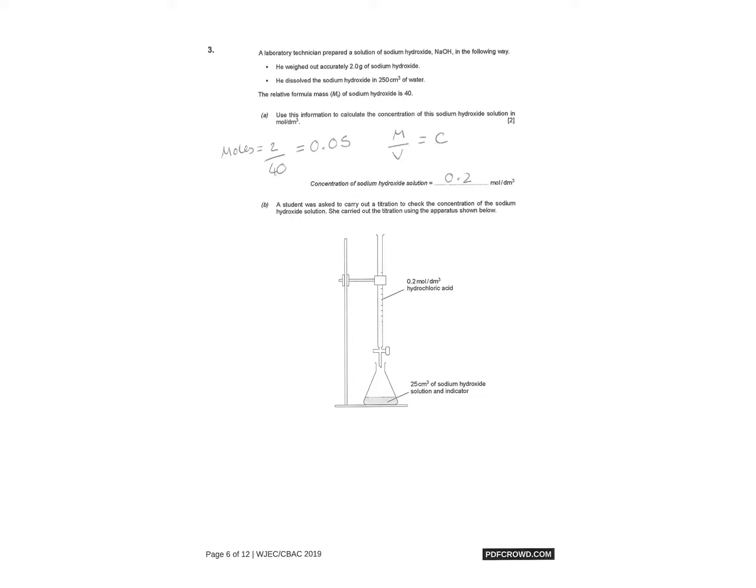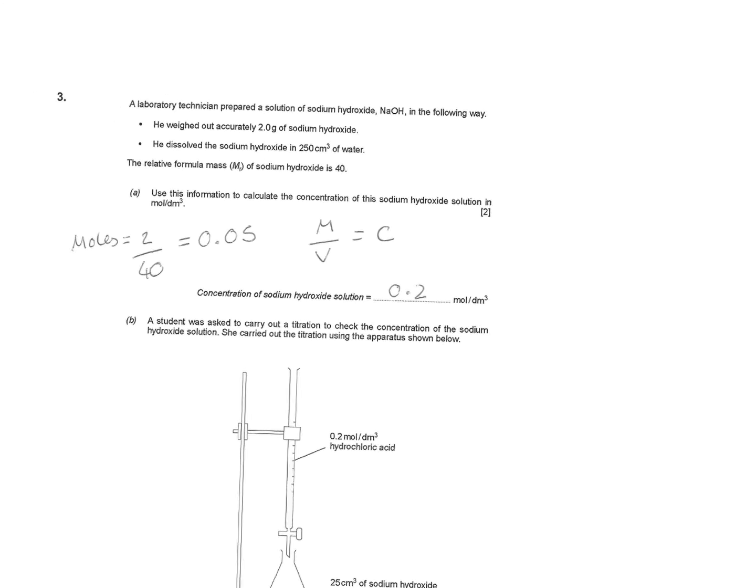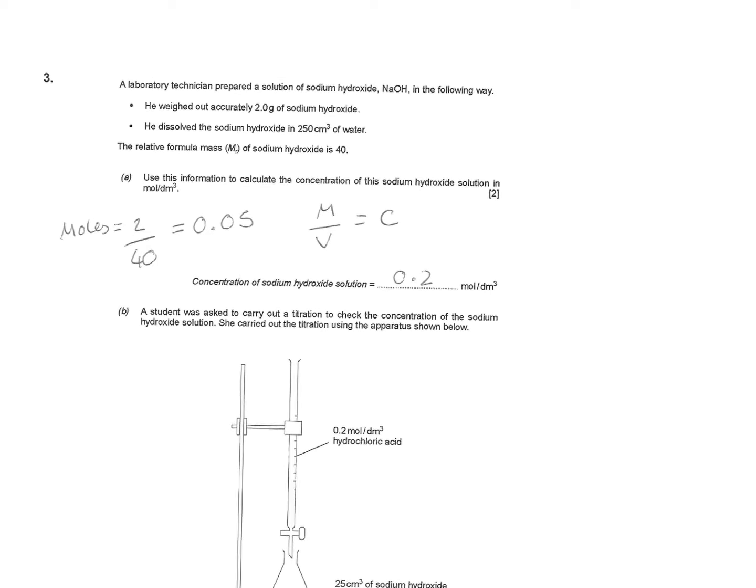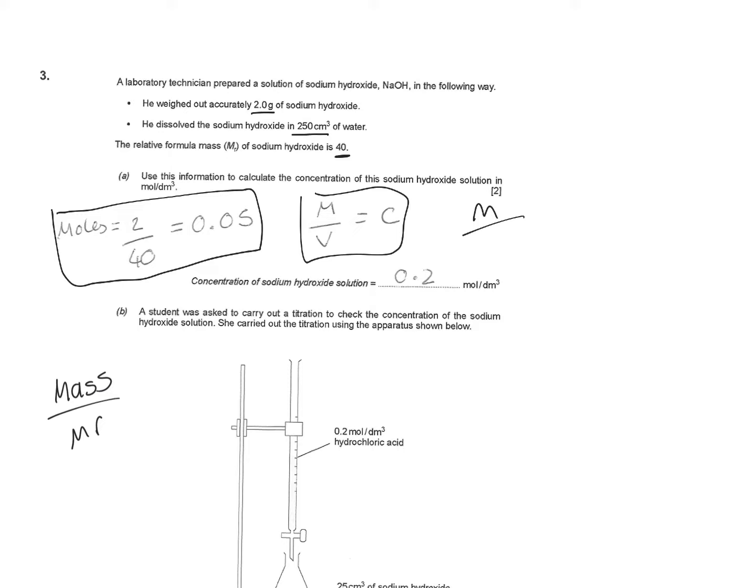Then it gives a bit of information. Use this information to calculate the concentration of sodium hydroxide in solution. So you are given the volume. You're also given the mass and the Mr. So the first thing I would do is work out the moles using mass over Mr, and that will work out the moles. And then you use this equation, moles divided by volume.